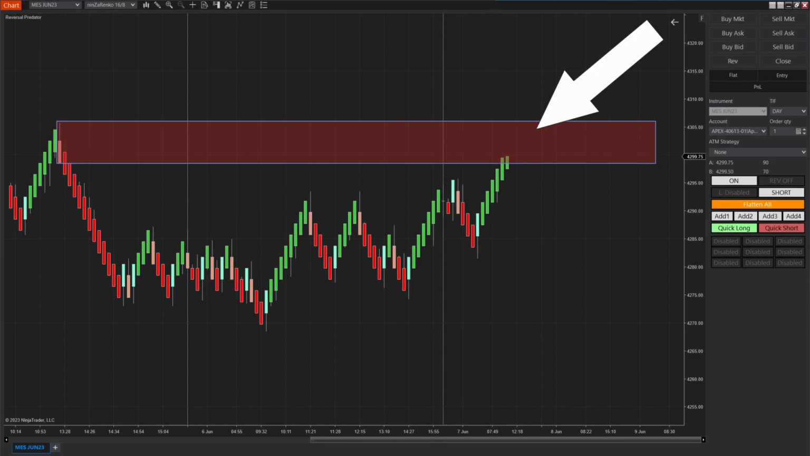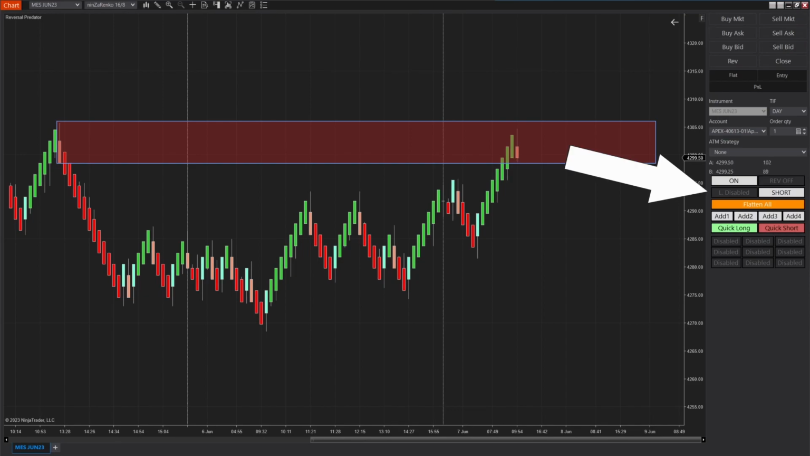So I delete the zone and it is no longer valid for me. Now we are entering a bigger supply zone. I'm waiting for a reversal candle to form here. And one more thing to note, I am waiting for a short position only. That is why I only have the short button enabled. If I'm between zones and I'm not looking to get into any trades, I will typically have both of these disabled. Again, this is just for this setup. You are free to do whatever you want.